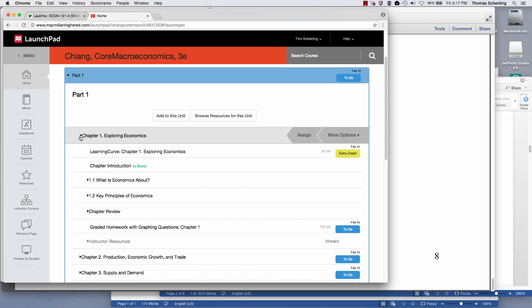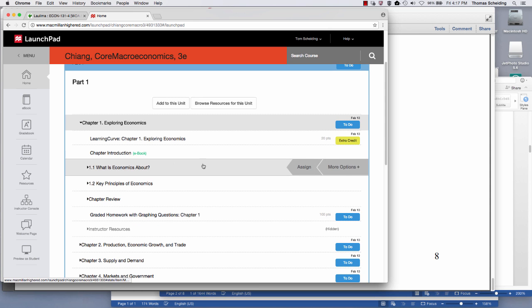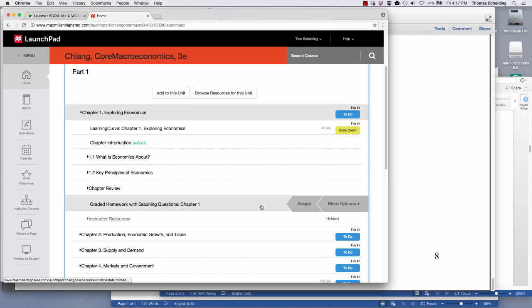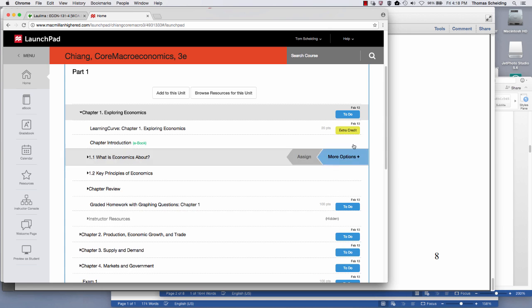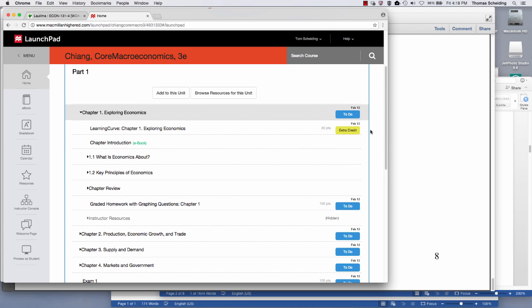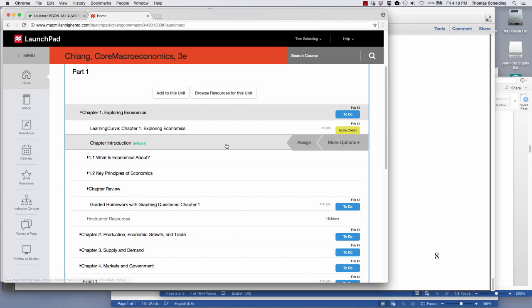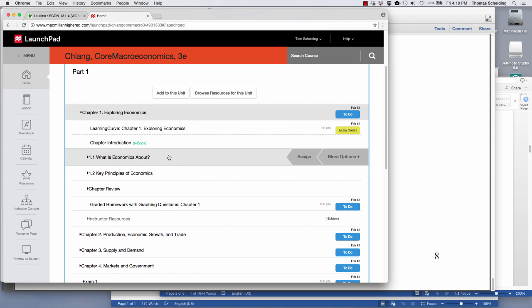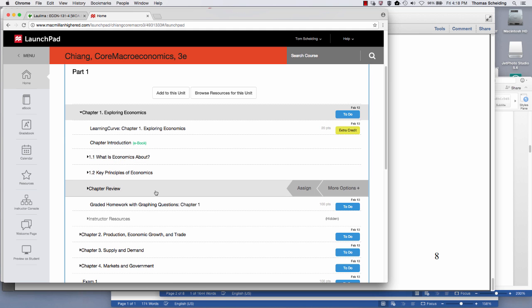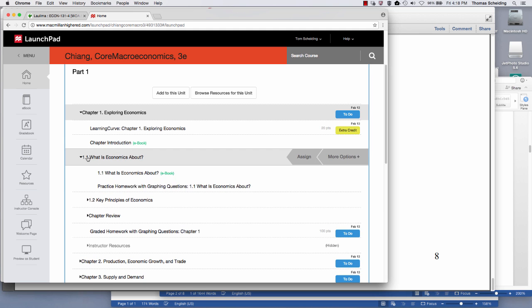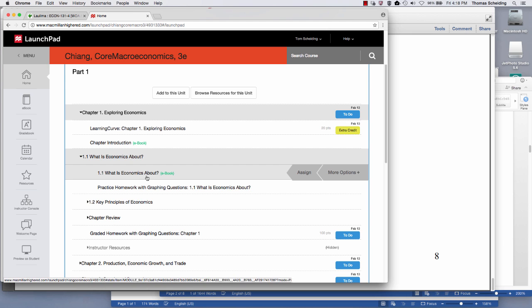Now, within each chapter, you will notice that there's one and only one required thing. That would be your graded homework. And in each chapter, there's an opportunity for some extra credit. So it would be probably useful, certainly if you have the time, to do that. Within this part right here is the chapter that you would be reading, right? So that would be these parts of the ebook.